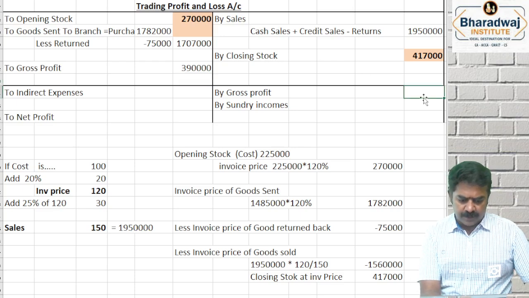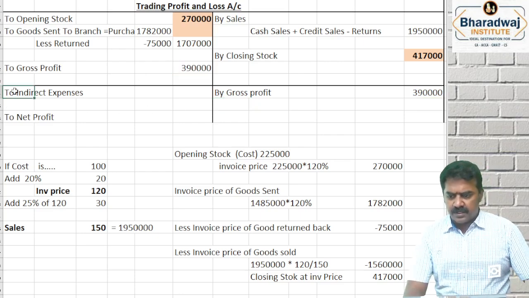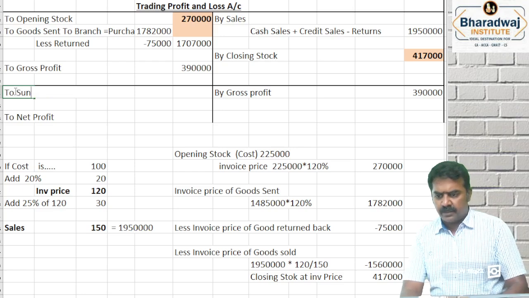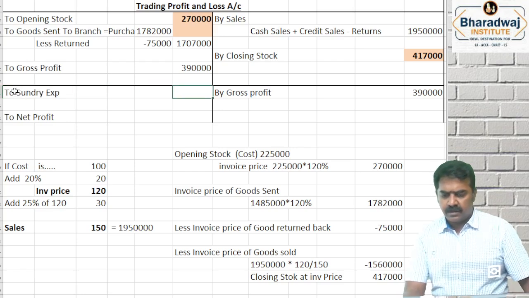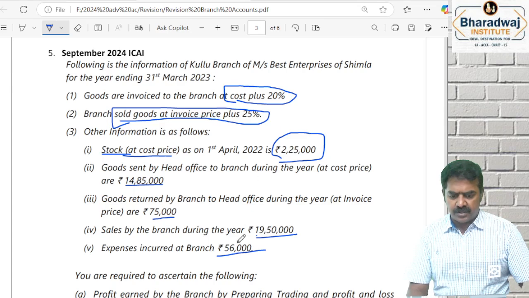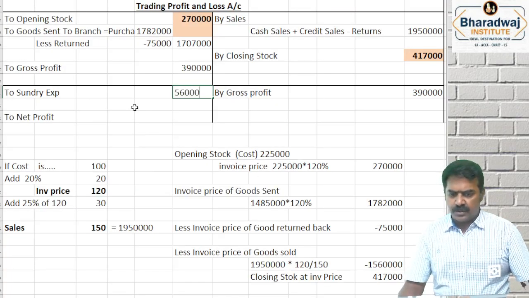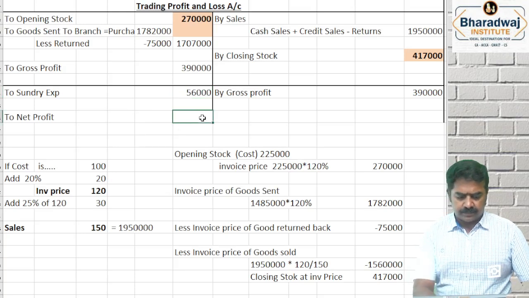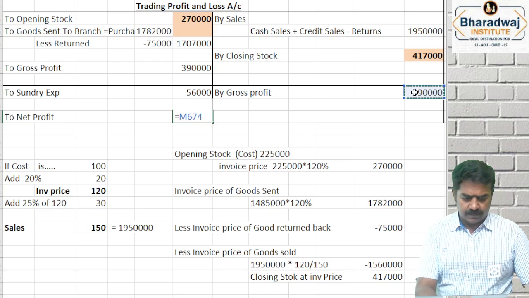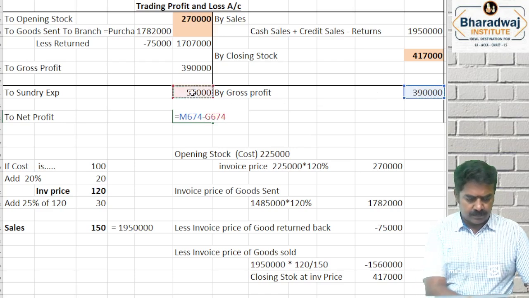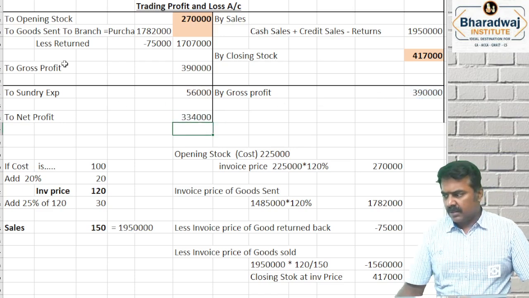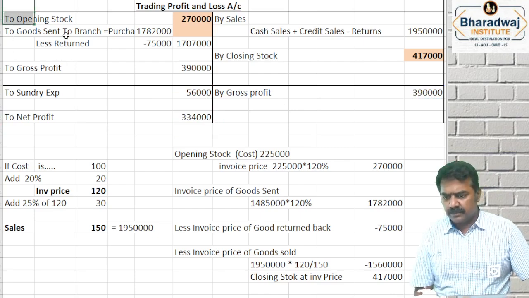Bring the gross profit. No income is given in the question. Indirect expenses, sundry expenses are given. How much? Sundry expense of the branch, 56,000 given. Tally this, and you get net profit, 3,34,000.